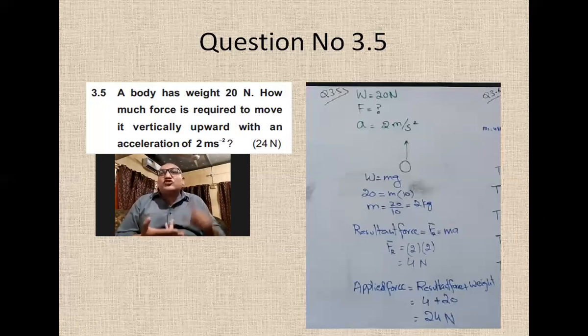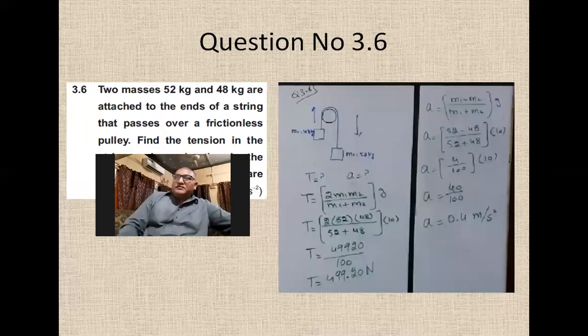So the force you need to apply should provide both these forces. The applied force will be equal to the resultant force which provides the acceleration, plus the weight of the body. So the resultant force is 4 Newton plus the weight, 20 Newton. So the total force required will be 24 Newton. So that is question number 3.5 from chapter 3, dynamics, and I hope you understand this concept. Let's move to the next question.